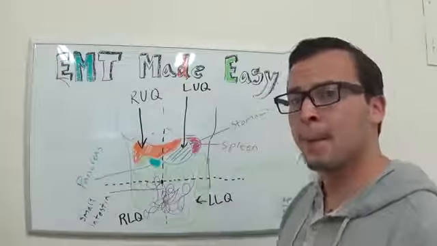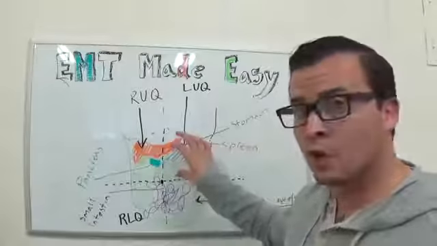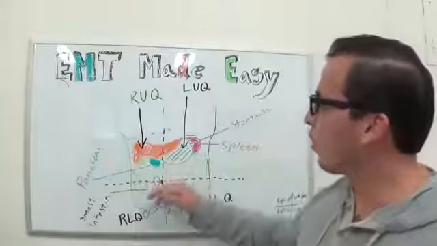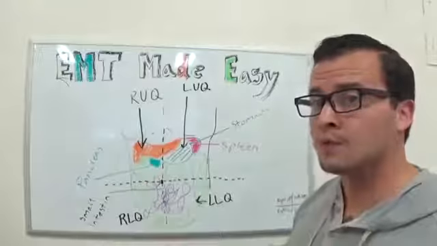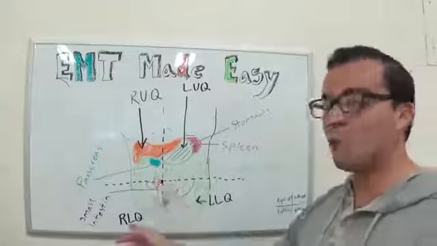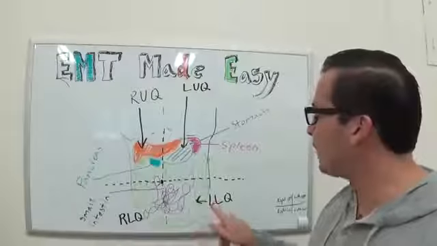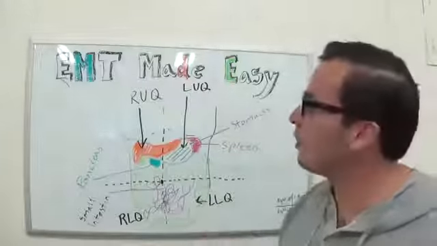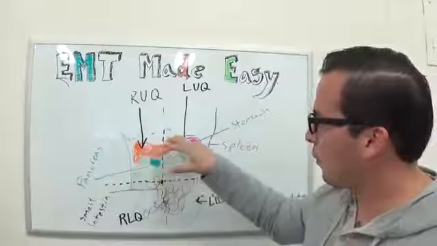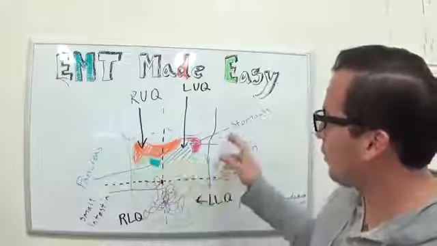All right, remember that. Your solid organs are going to be found in the upper quadrants. Cool. And then your hollow organs are all going to be found in the lower quadrants. And we have right upper quadrant, left upper quadrant, right lower quadrant, and left lower quadrant. All right, so now that we got this out of the way, we talked about somewhat where the solid organs are.